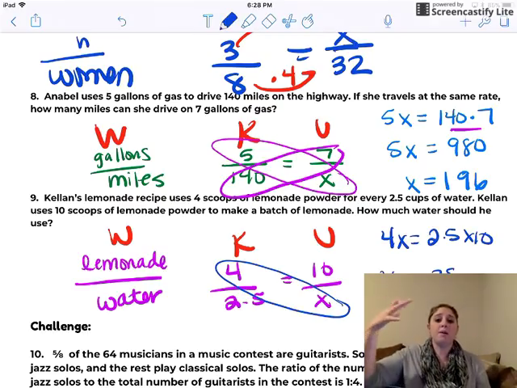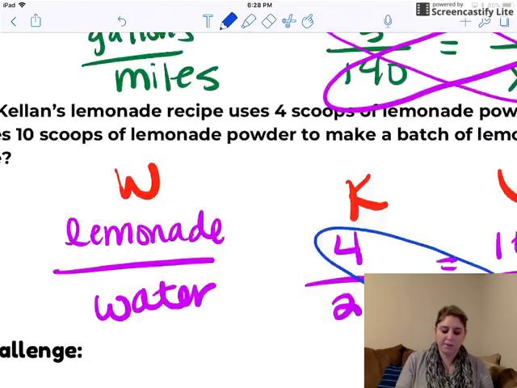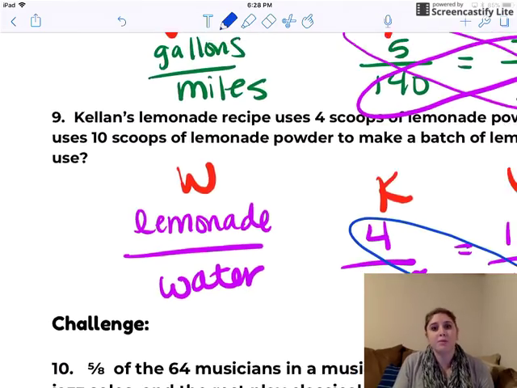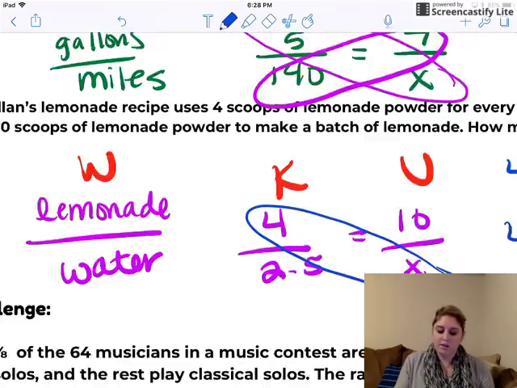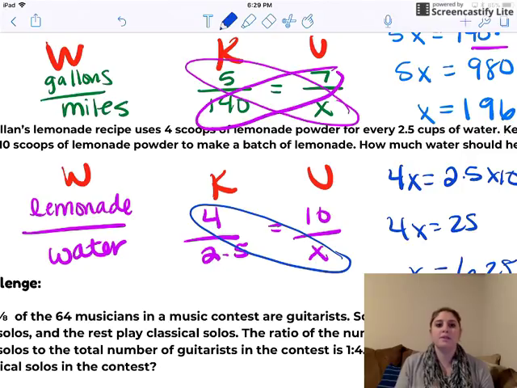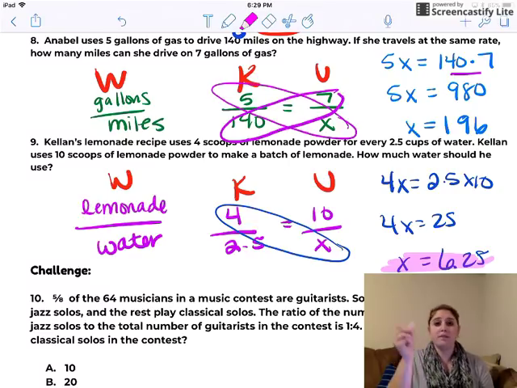On this next problem, I was out of luck too, where I was going to have to do cross multiplication. I saw that this was lemonade over water because we're doing scoops over water. So 4 scoops of lemonade over 2.5 equals 10 scoops of lemonade over how much water. So I had to cross multiply, then I had to do some decimal work, and I found that x equals 6.25. If you don't understand, pause the video where you don't understand and really look at the work and try it over again.